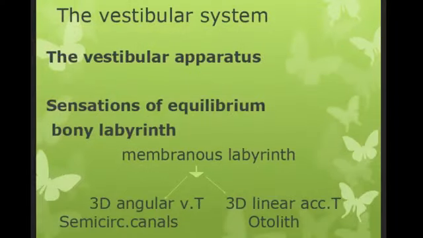The vestibular system. The vestibular apparatus is the sensory organ for detecting sensations of equilibrium. The bony labyrinth encases the membranous labyrinth, which consists of three-dimensional angular velocity transducers, called the semicircular canals, and the 3D linear acceleration transducers, called the otoliths. The primary vestibular afferents transmit information mainly to the vestibular nuclear complex and the cerebellum.